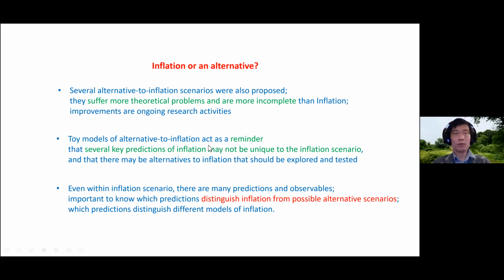Now, even within the inflation scenarios, there are many predictions and possible observables. So it's important to know which of them are the predictions that can be used to distinguish inflation from alternative ones, and which predictions only distinguish between different models of inflation. In fact, the first set of observables is very small, and the only familiar example is the tensor mode. So it's always good to have some complementary approach.